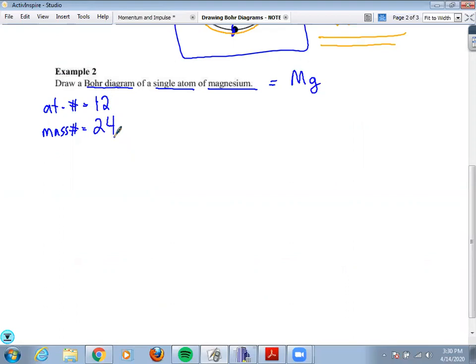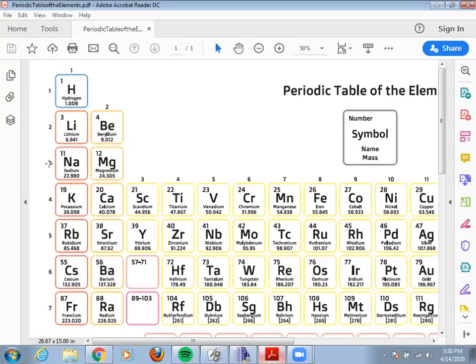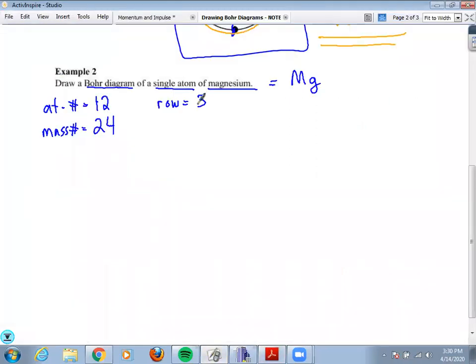And we may as well figure out what row it's in. The row number for magnesium is row 3, or period 3. So it's going to have 3 electron shells. 3, therefore 3 electron shells.